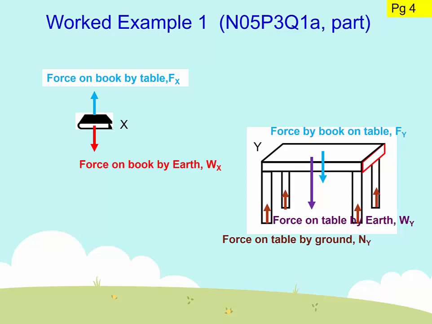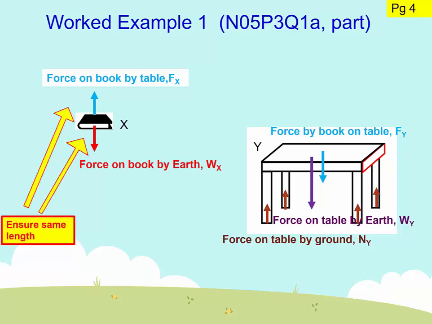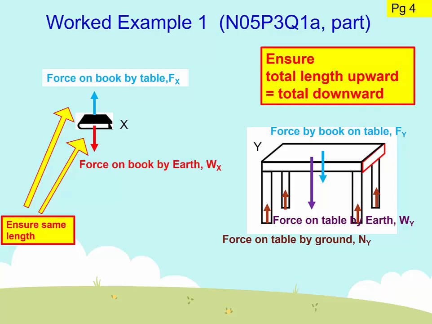Okay, when you draw this diagram to answer the question, there are a few things you need to take note. First, if the forces are balanced, you need to ensure they have the same length, showing that they have the same magnitude. You need to show that for the table, the total length of all the arrows upwards must be equal to the total length downwards.